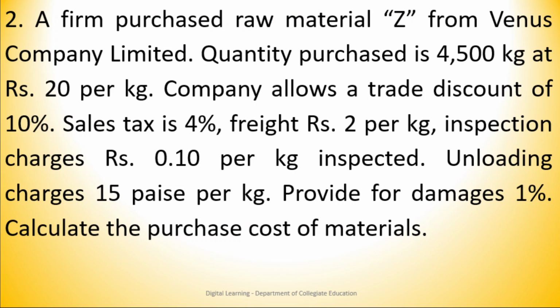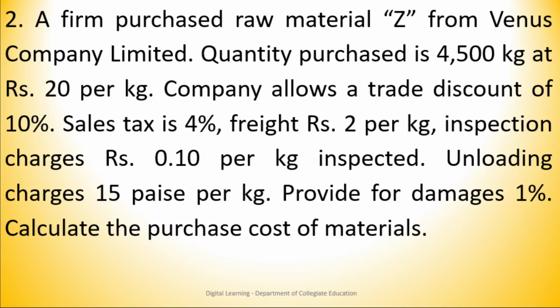Let me proceed to the second problem. A firm purchased raw material Z from Venus Company Limited. Quantity purchased is 4,500 kg at rupees 20 per kg. Company allows a trade discount of 10%. Sales tax is 4%. Freight rupees 2 per kg. Inspection charges rupees 10 per kg inspected. Unloading charges 15 paise per kg. Provide for damages 1%. Calculate the purchase cost of materials.